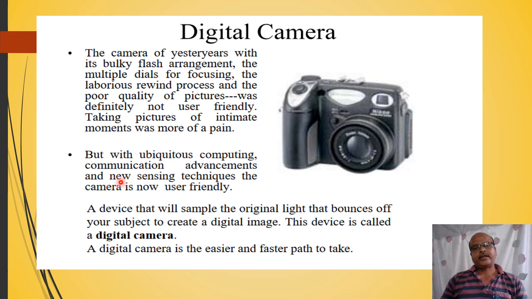So the next part is the digital camera. The cameras generally used previously were analog cameras. So directly we will take the definition: a digital camera is a device that will sample the original light that bounces off your subject to create a digital image. This device is called a digital camera. A digital camera is an easier and faster path to take a picture.